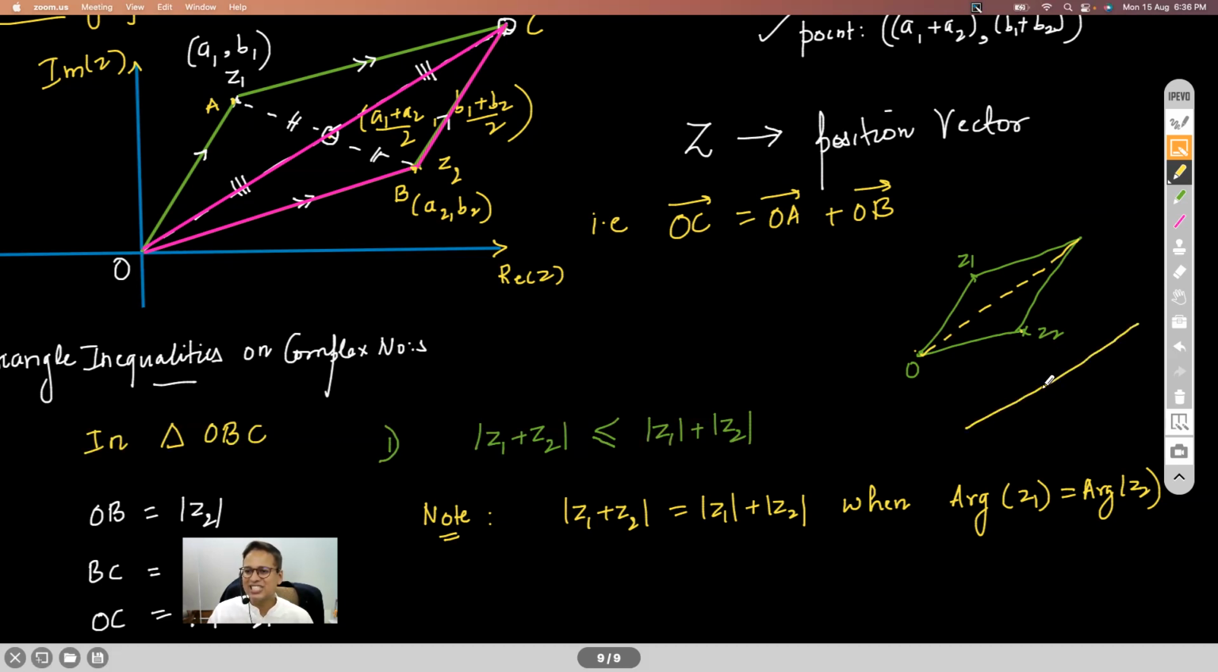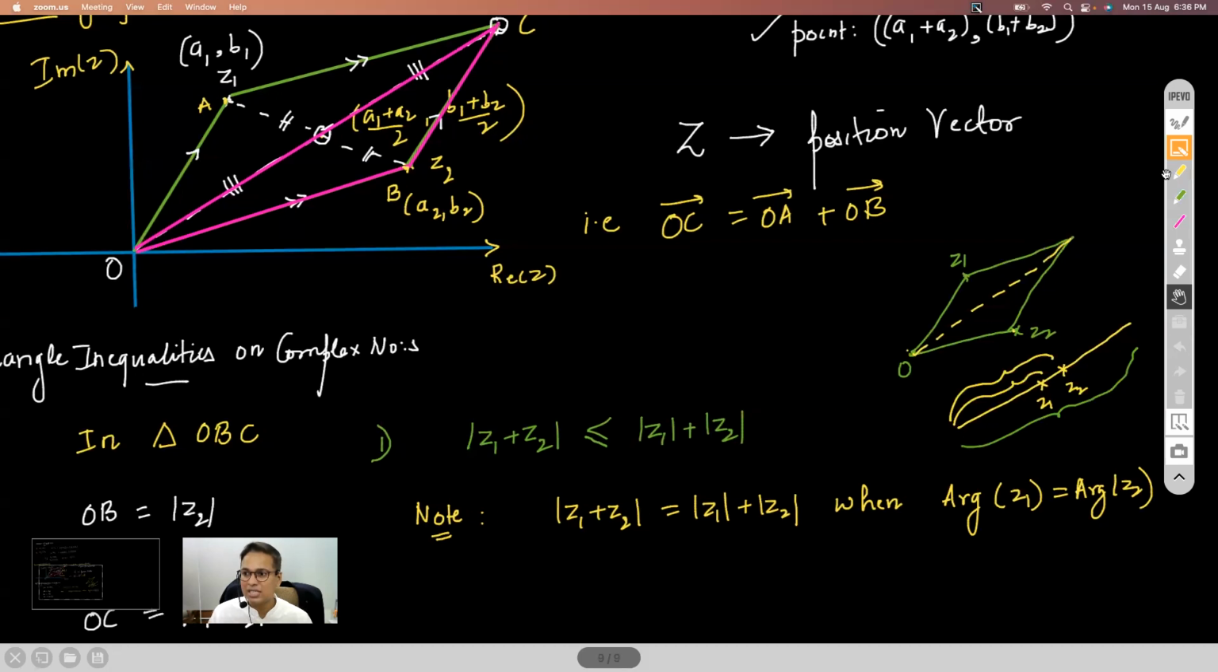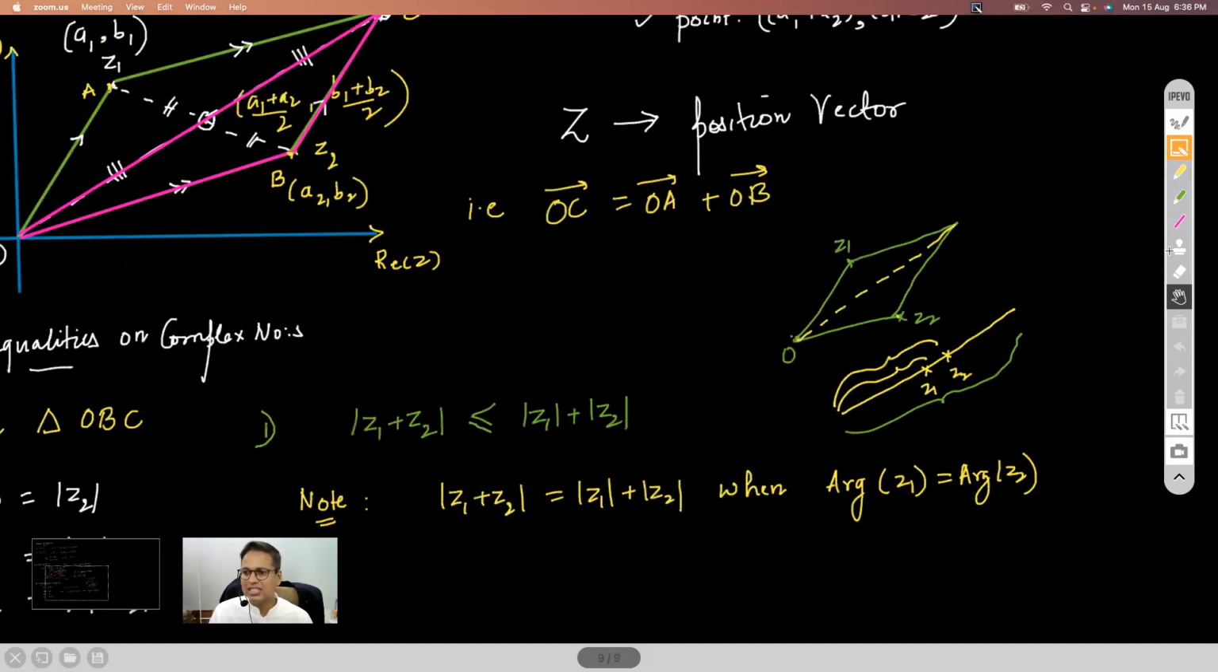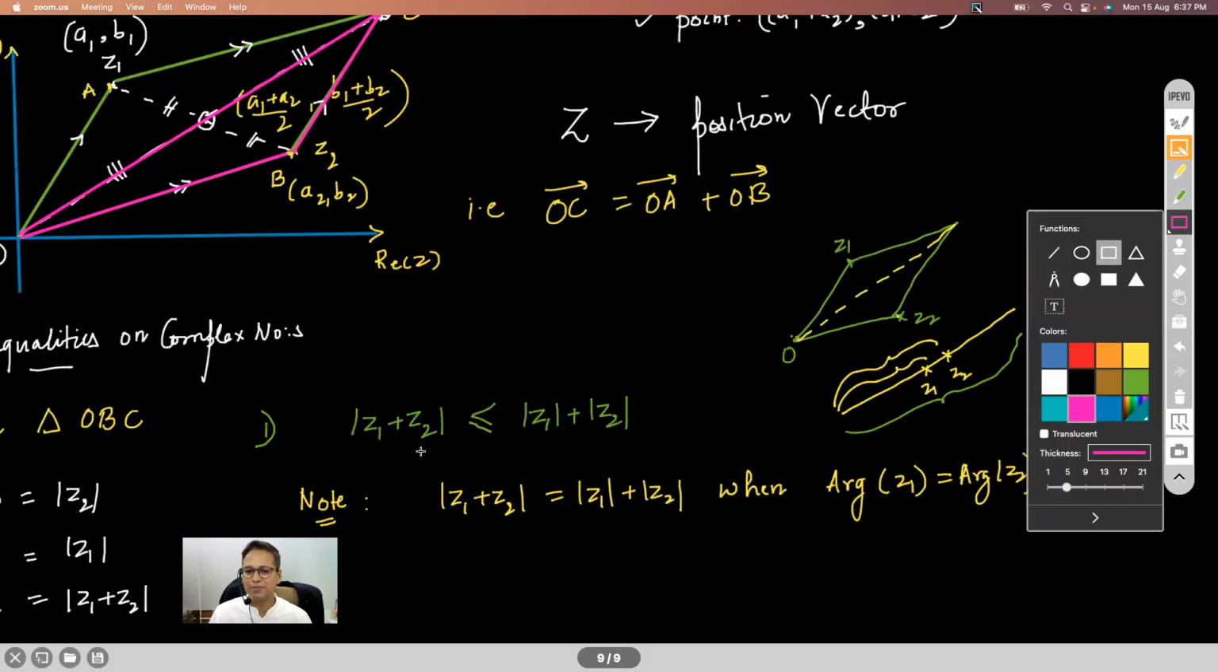And in that case, your Z1 plus Z2 modulus will be equal to, so let's say here is your Z1 and Z2 both, correct? Let's say, I'm just assuming, or you may keep them separate also. Let's say here is Z2. Okay. So this plus this is this whole distance, correct? So that can only happen when they are having the same argument. Note this down. A question on this has been asked in the competitive exam.